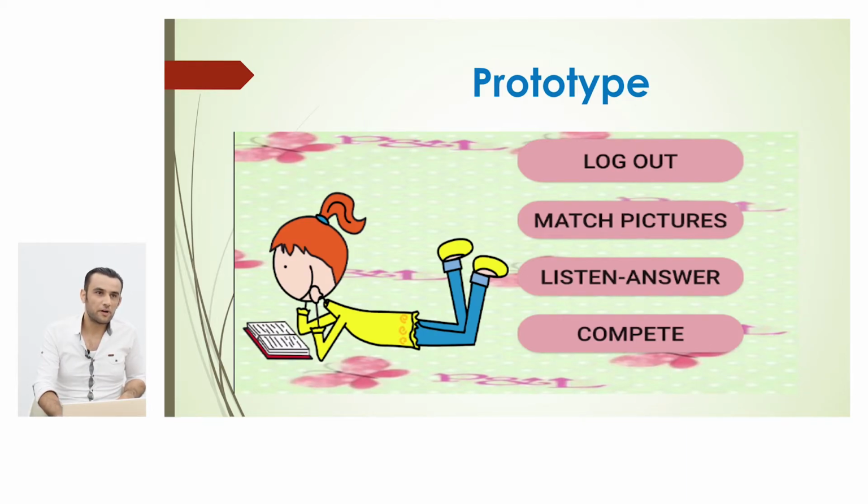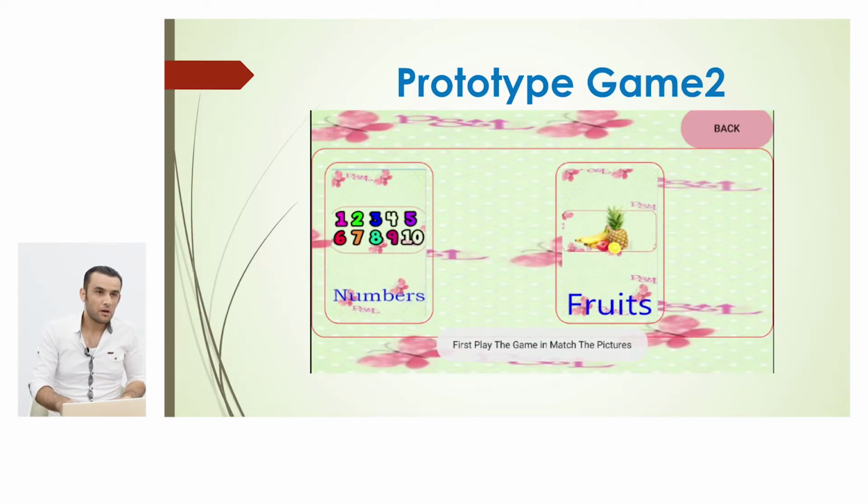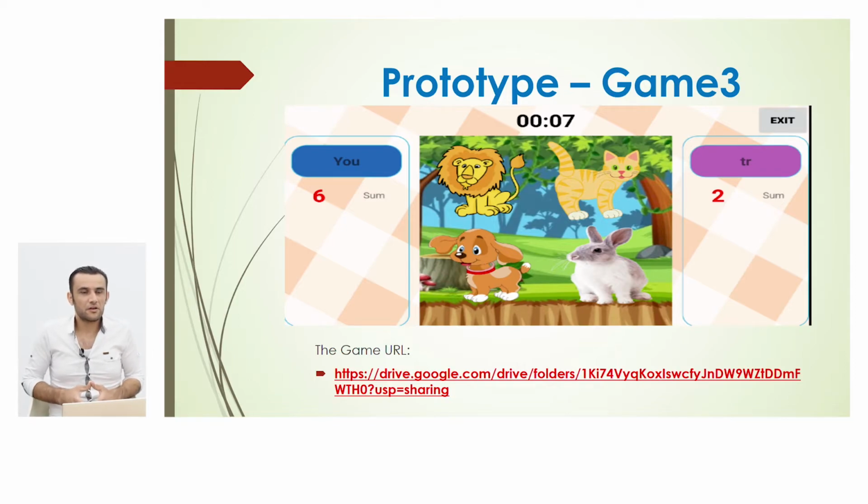This is the homepage of my application. This is the first game, with levels like numbers, fruits, etc., teaching numbers. This is the second game, also numbers and fruits. But to play the numbers here in the second game, you have to play them in the first game. This is the third game, Compete with Others. Within time limits, the child who gets more points will be the winner.